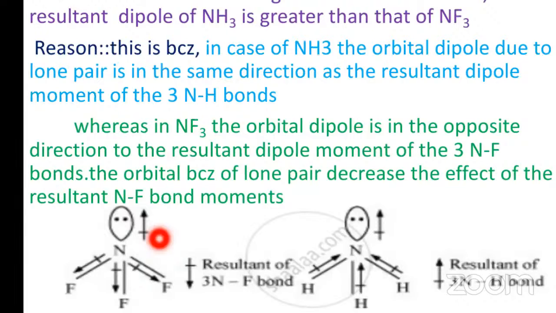What is the reason? Because in this NH3 molecule, the orbital dipole due to the lone pair is in the same direction as the resultant dipole moment of these three NH bonds. Whereas in the NF3 molecule, the orbital dipole due to the lone pair is in the opposite direction to the resultant dipole moment of the three NF bonds. Because of this, the lone pair decreases the effect of the resultant NF bond moments. That is the reason the NH3 has higher dipole moment values than the NF3.